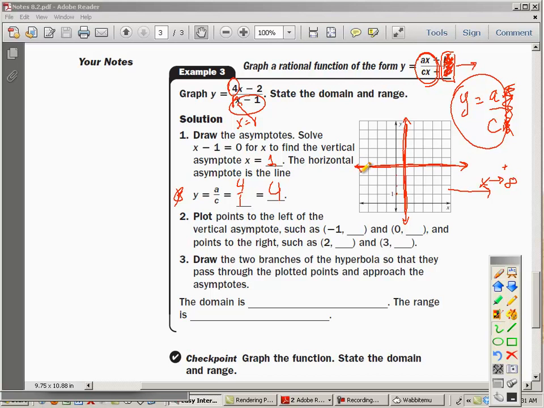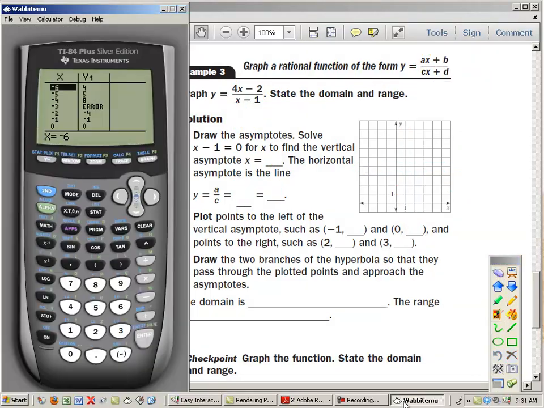All right, and so now we just want to pick some points to the left of that and some points to the right of that. So we're going to go back over to our graphing calculator and type that function in. We're going to have to be real careful with parentheses again. Let's just clear it out. Parenthesis 4x minus 2, divided by parenthesis x minus 1. And let's take a peek at the graph.